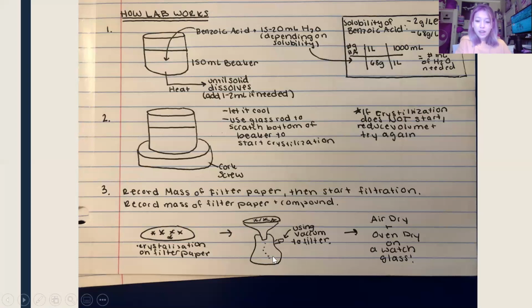And then afterwards, once nothing really comes out anymore, once you waited a while, you're gonna air dry it and oven dry it on a watch glass. And then afterwards, you're gonna record the mass of both the filter paper and the compound, subtract the mass of the filter paper from that filter paper and compound mass, and then that's how much pure compound that you got. So that's kind of just how it looks right here.